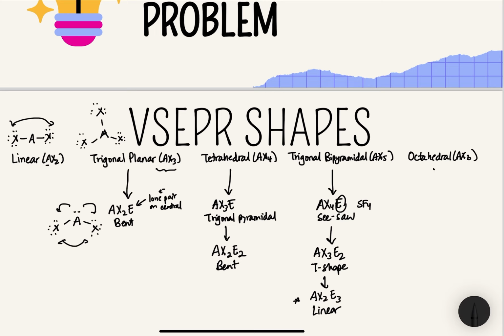So let's modify our octahedral, AX6. Let's remove a bond and make it AX5E, so we'll have a lone pair. And when we modify it this way, we'll get our square pyramidal VSEPR shape. If we remove another bond, we will get AX4E2, and this will be our square planar.